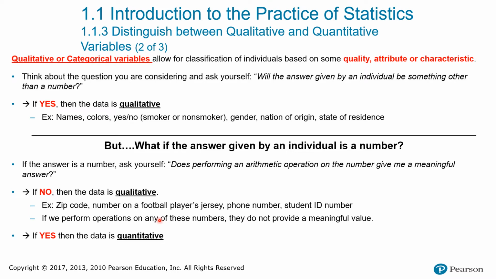Well, if I add or subtract those zip codes, does it give me any sort of meaningful value? No. So it's qualitative. However, if I did add or subtract those values and it gave me something meaningful, then we're talking about a quantitative variable. So let's talk about those a little bit more.